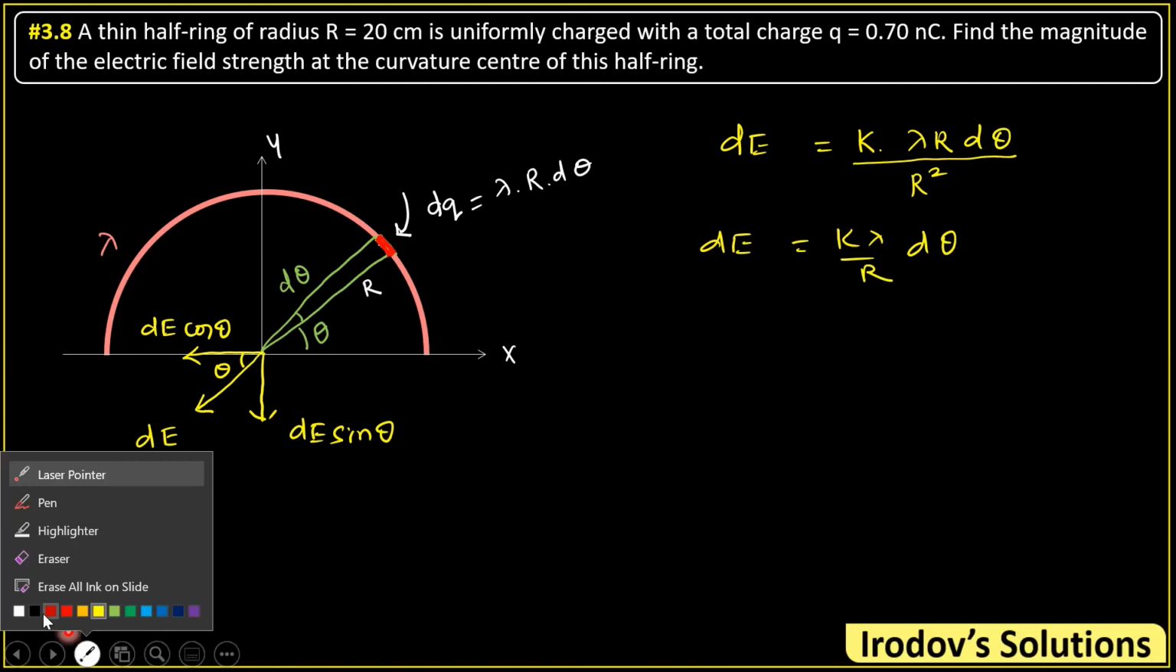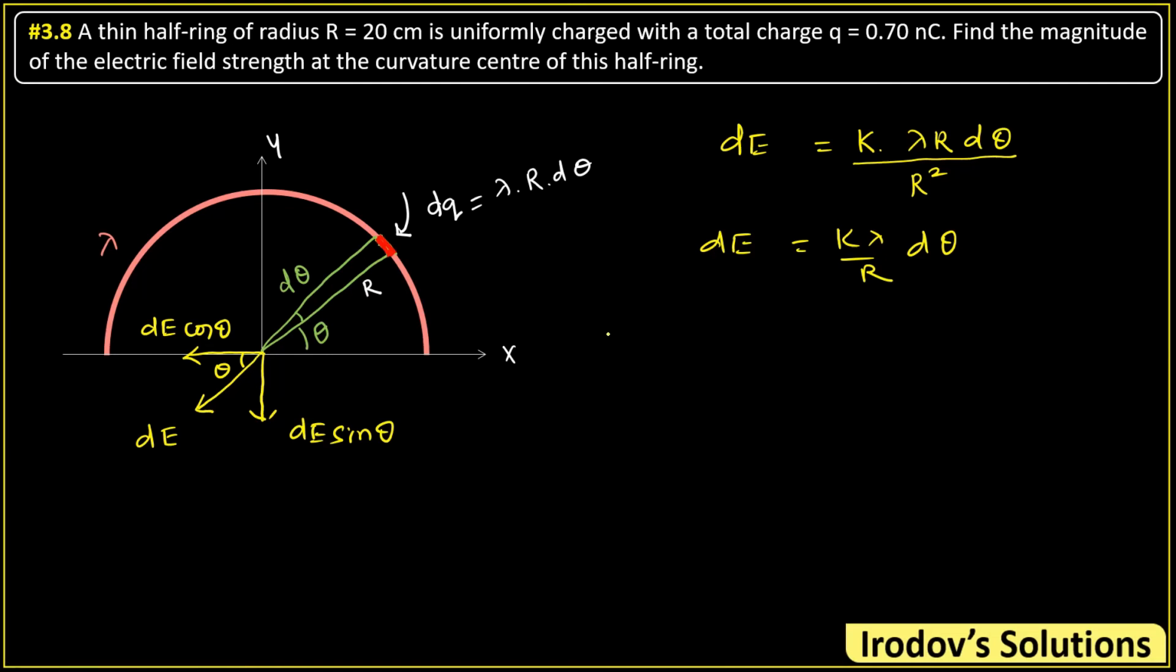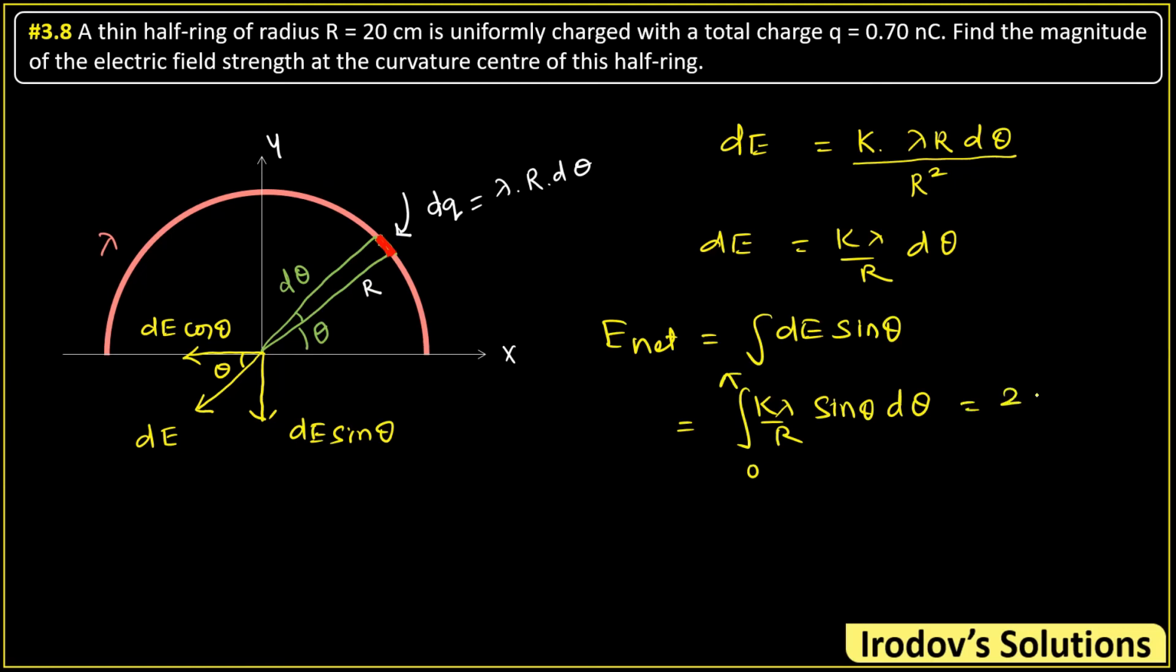So the y component is dE sine theta. I can write the net electric field at the center as the sum of all those components along the y direction, that is dE sine theta, and here that is k lambda by r sine theta d theta. And from where to where do we have to take theta so that all the elements are covered? We have to take theta from 0 to pi, and the integration of sine theta from 0 to pi is 2. So we'll get the result 2k lambda by r.